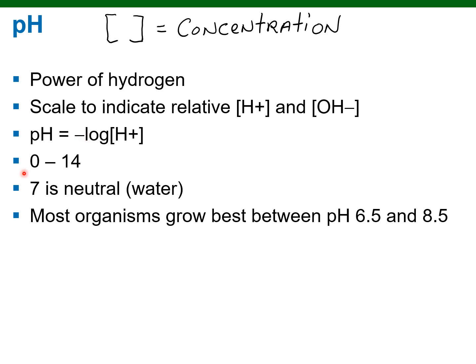So if we see numerical values that are below 7, as I said, that's acidic. So acids are where there's an excess number of hydrogen ions. Let's write that down.